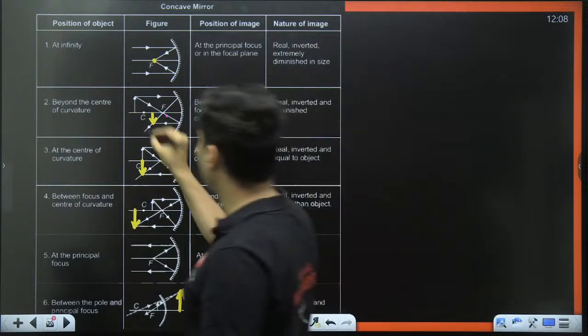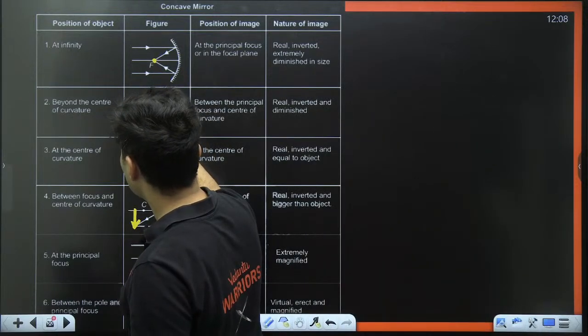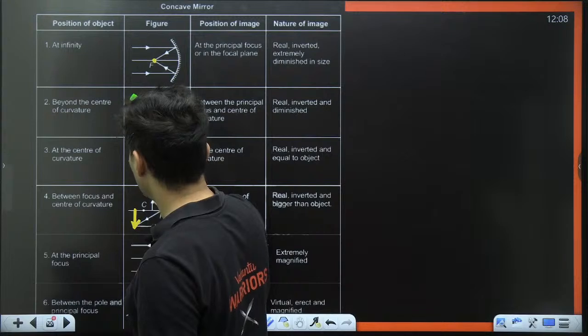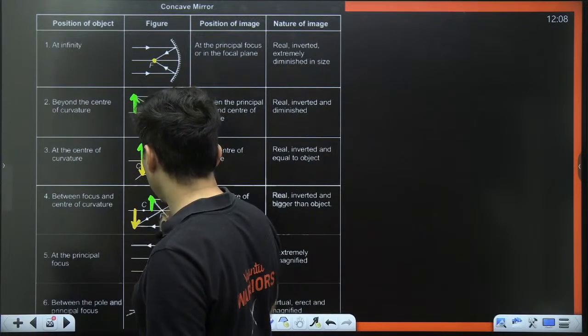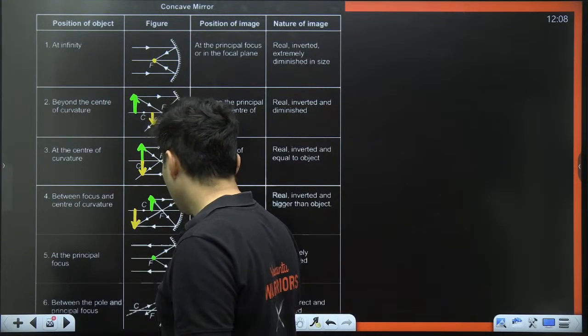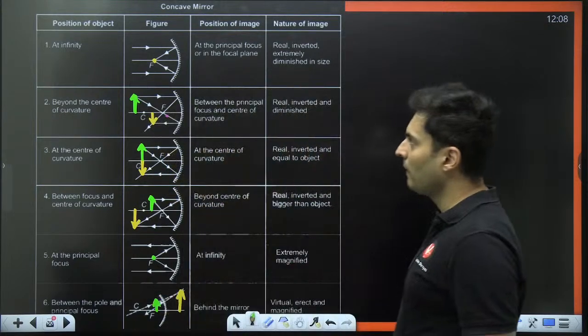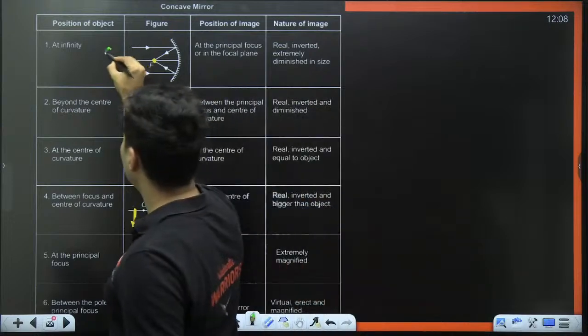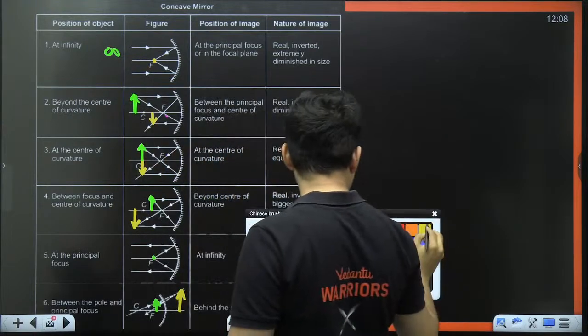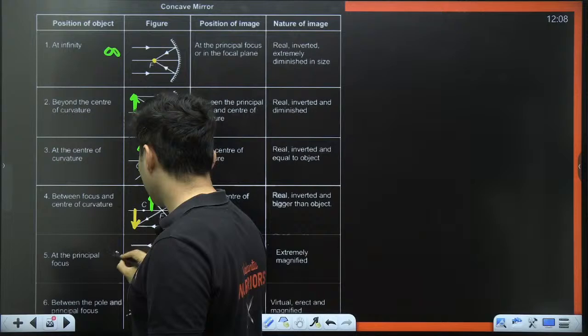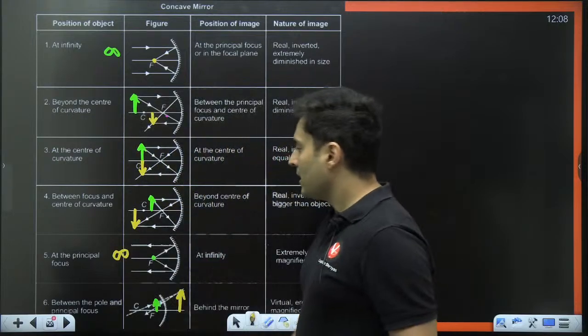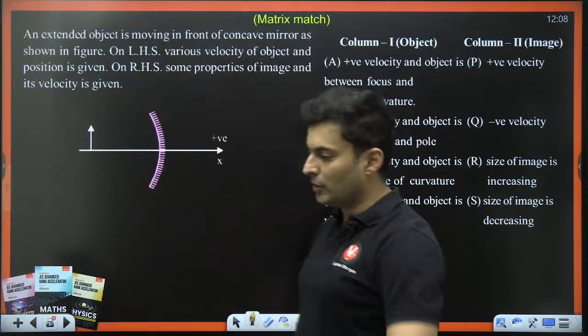So let's see the different positions of the object also. Here this is the object, here this is the object. The green one is the object, remember that. Keep that in mind. Okay. Remember, here the object was at infinity. Here the image was at infinity.